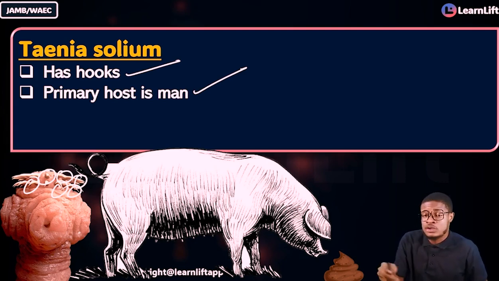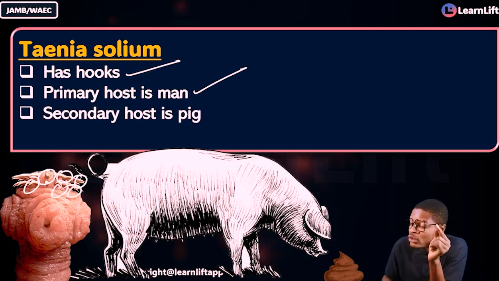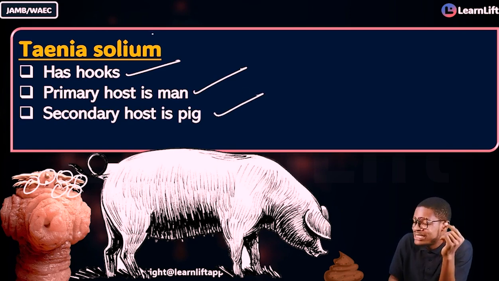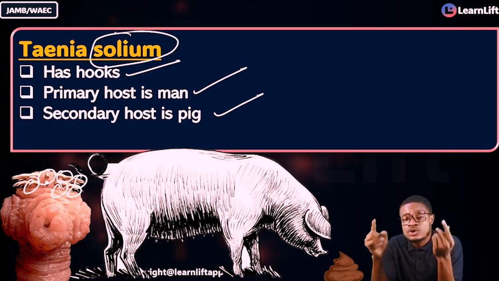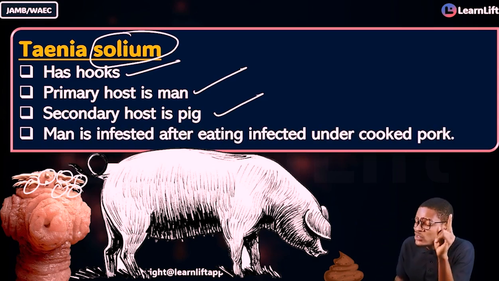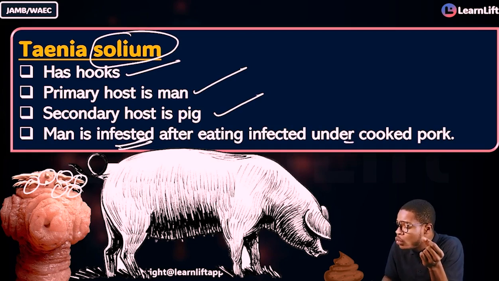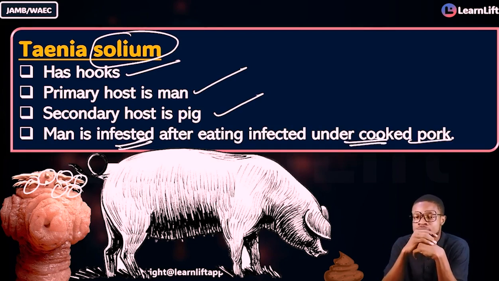We'll look at their reproduction carefully very soon, and then we'll look at the second, and you'll see the past question that Jamb do ask. Number 3, don't forget that the secondary host of Taenia solium is pig. And then number 4, man is only infested with this Taenia solium after eating infected undercooked pork.